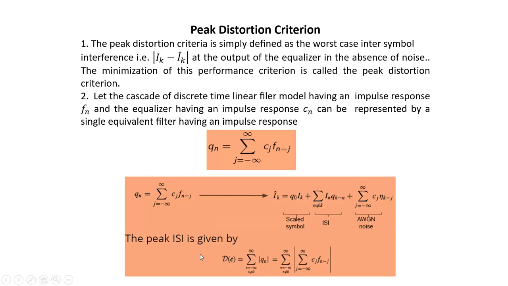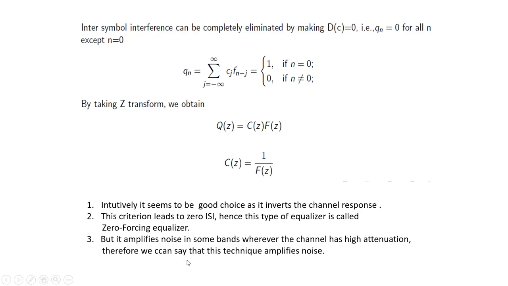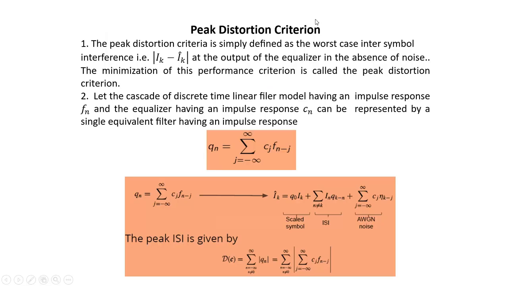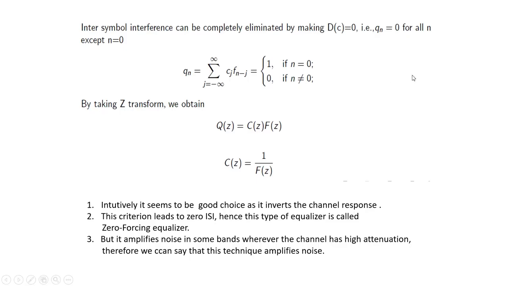Now the peak value of the ISI is given by the sum over n going from minus infinity to infinity, n not equal to 0, of the modulus of qn. So we can express this term like this, right? Now inter-symbol interference can be eliminated by making this term 0. So in that case, qn equals 0 for all n except n equal to 0. That is the time domain criteria for eliminating the inter-symbol interference completely by the peak distortion criteria.